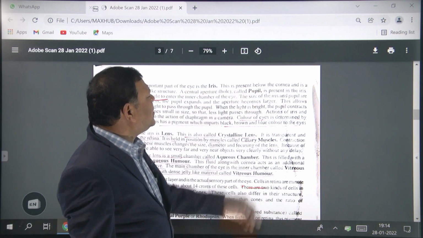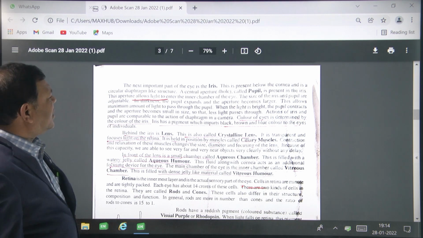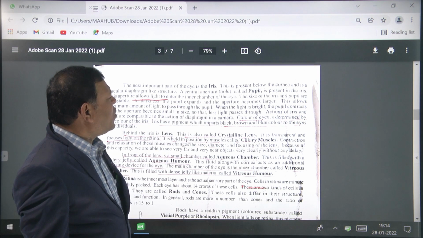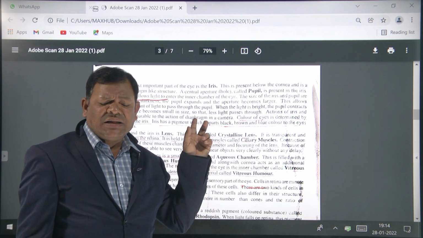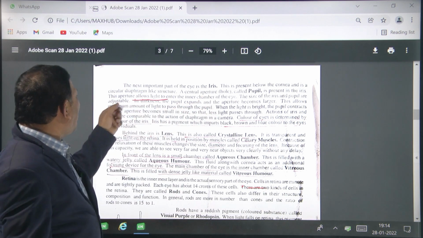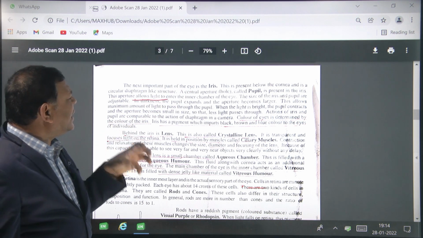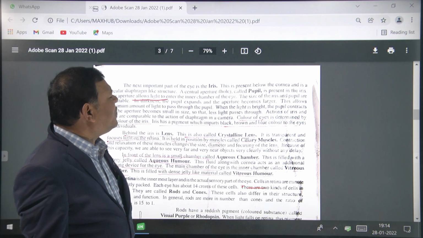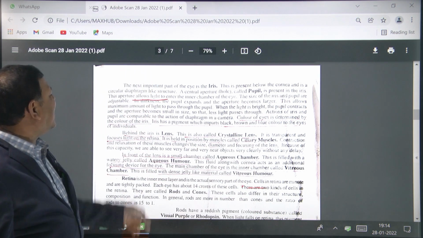This is present below the cornea and is a circular diaphragm-like structure. The central aperture, the hole, is called the pupil. You can see a small dot present in the eyes, that is nothing but the pupil. This pupil is present in the iris. This aperture allows the light to enter the inner chamber of the eye. The size of the iris and pupil are adjustable.